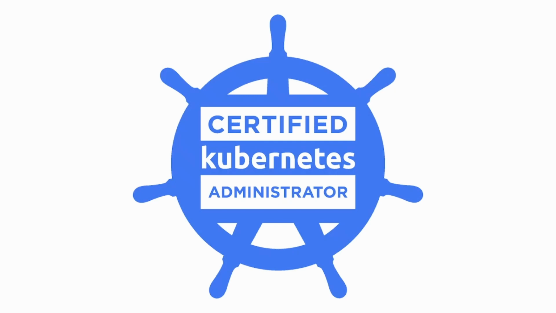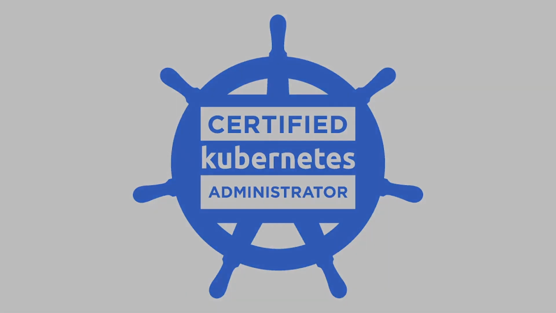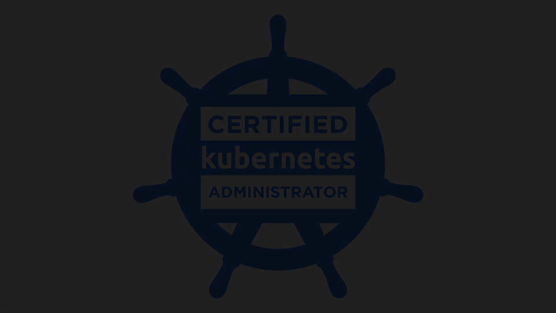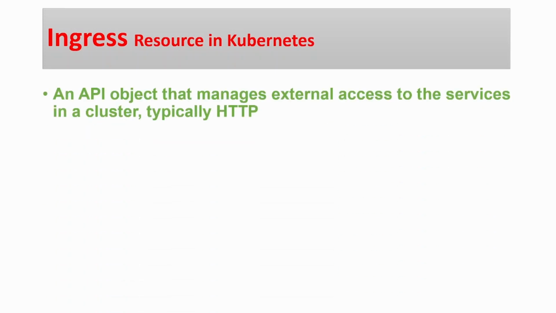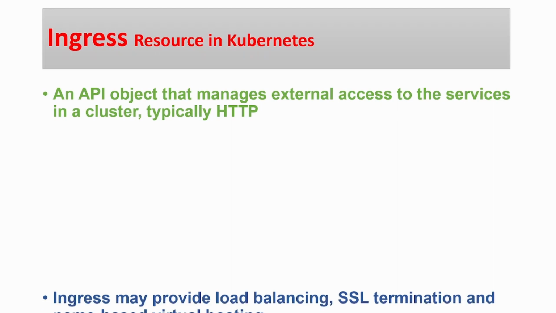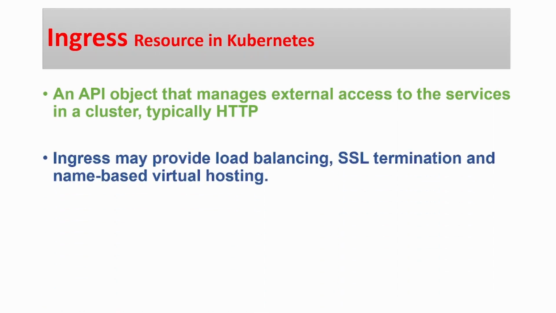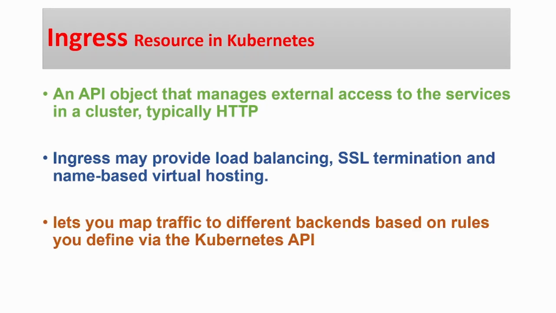In this video, we'll be learning about Ingress resource in Kubernetes. So let's get started. Ingress resource is basically an API object that manages external access to services in a cluster, typically HTTP. Ingress may provide load balancing, SSL termination, and name-based virtual hosting. It can map traffic to different backends based on the rules that we define in the Ingress resource.